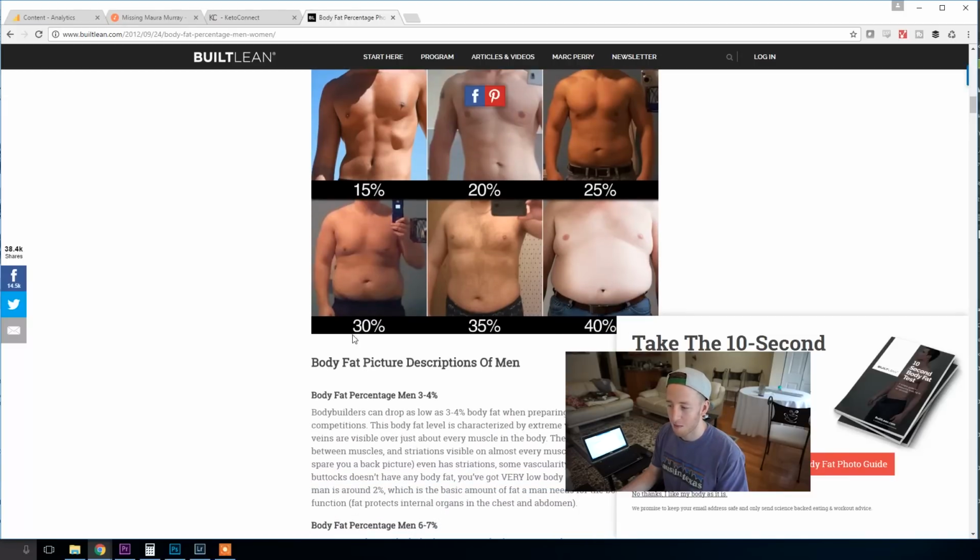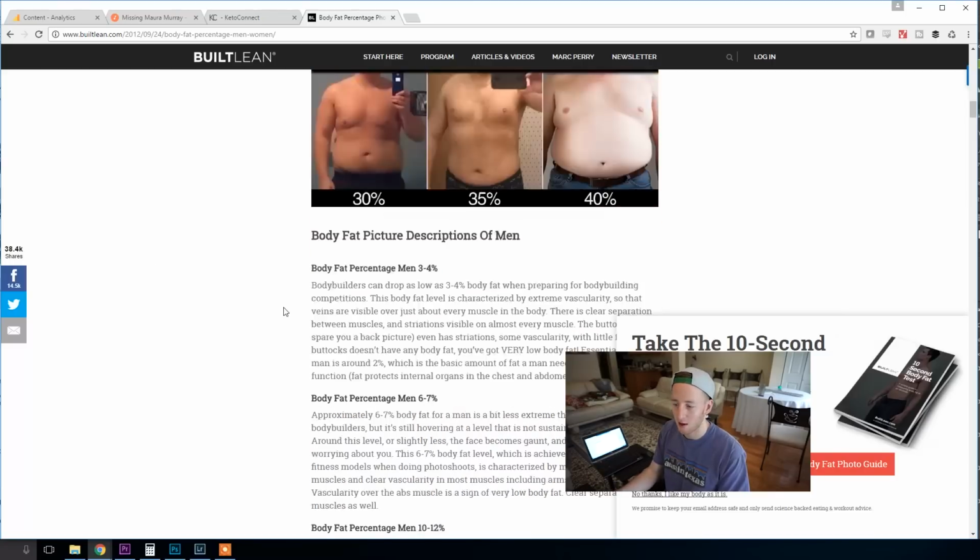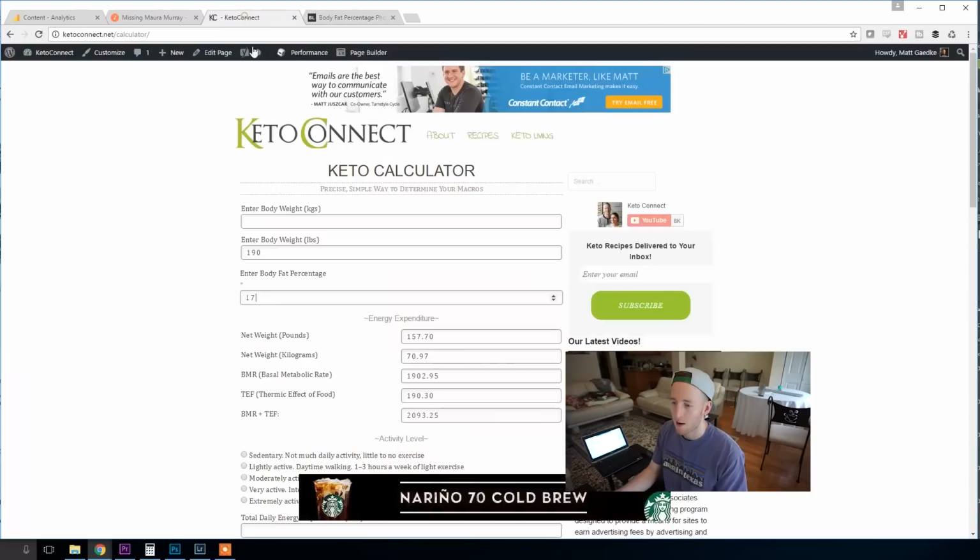And this doesn't matter all that much. You just want to be kind of close. Don't miss by like 30%. But as long as you're close, it won't throw off the calculation too much. You don't have to be exact. So I'm going to put 17.